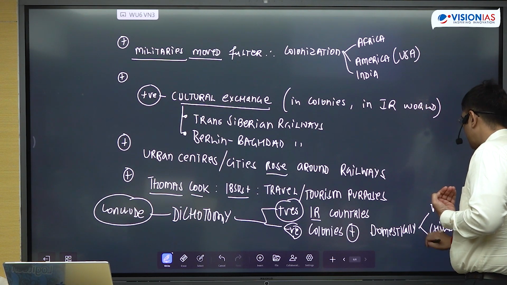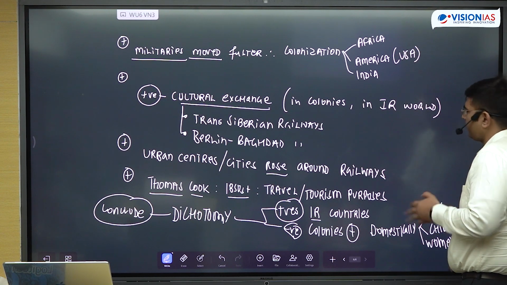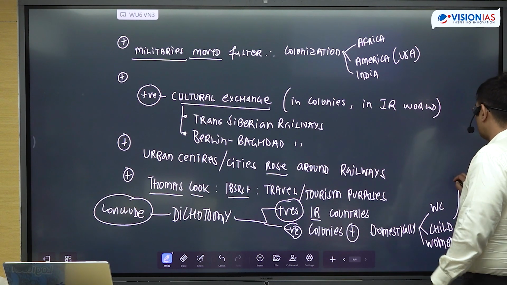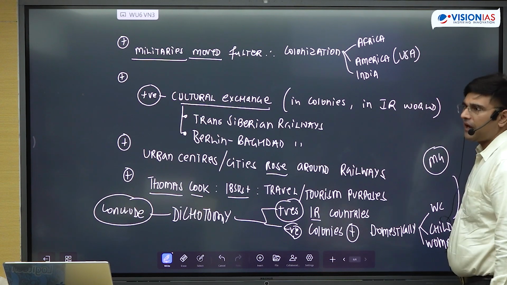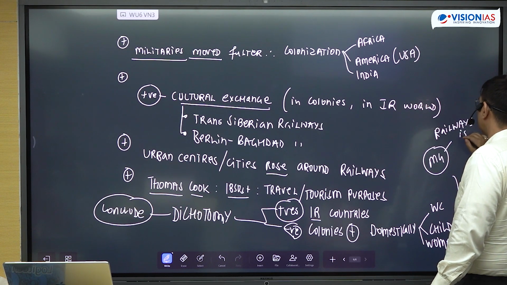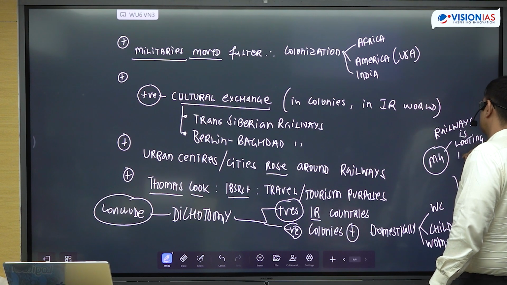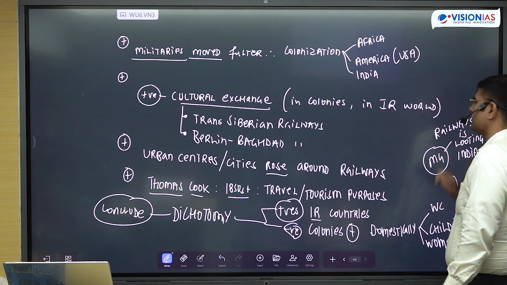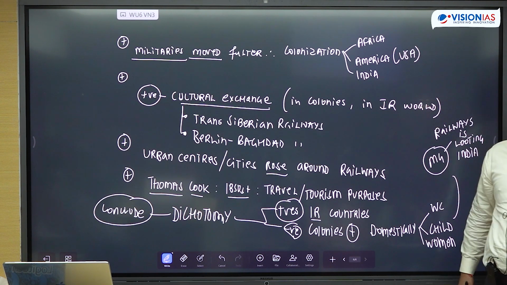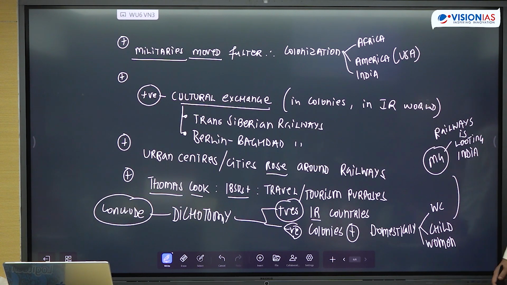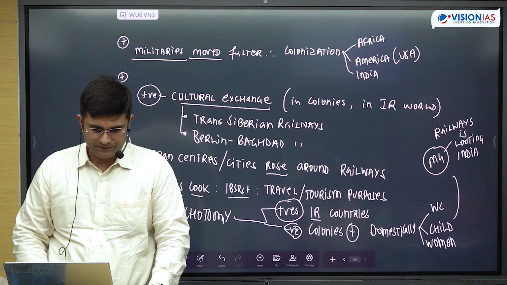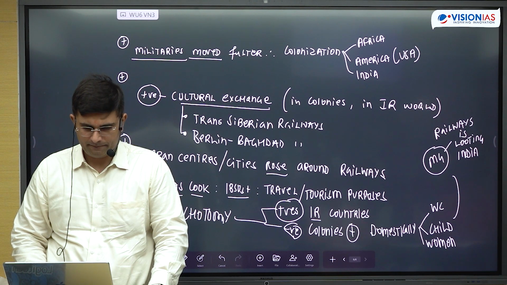Child labor also used to be there. Women were also given lower wages everywhere, be it railways or anything, right? And this was brought to notice by Mahatma Gandhi, when he said that railways is looting India, right? So the dichotomy is there. Railway amrit bhi hai, railway vish bhi hai. Railway is a boon also, it is a bane also. This is how you can mention the impact of the railways in the domain of socio-economic impact, right?